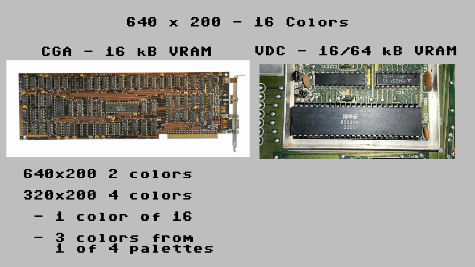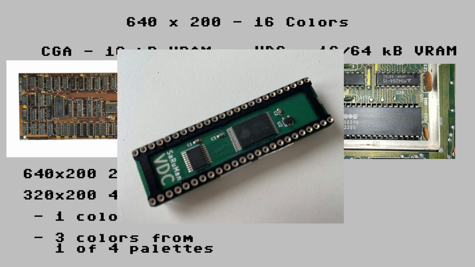What about the VDC chip? The first C128 models came with 16 kilobytes of video RAM. The 128 DCR models came with 64 kilobytes. All 16 kilobyte models can easily be upgraded to 64 kilobytes, by the way, which is something I highly recommend.